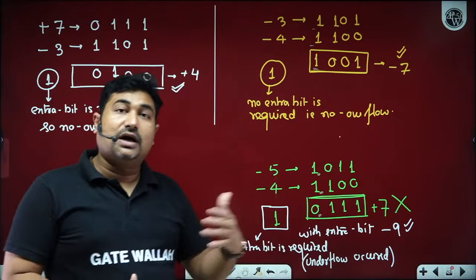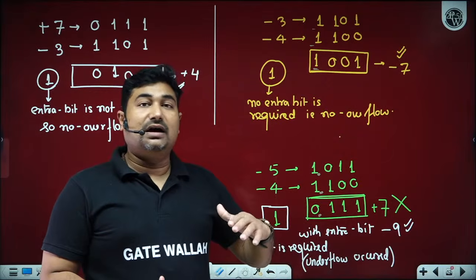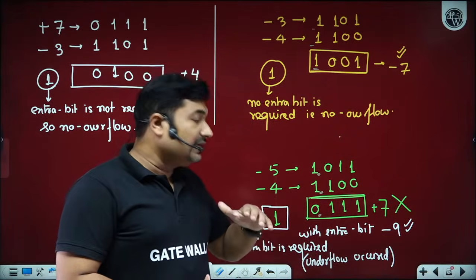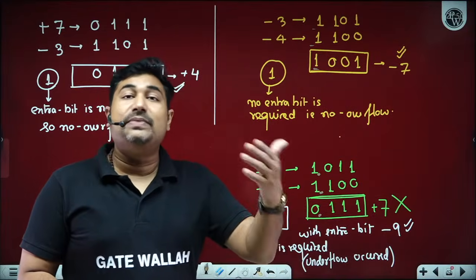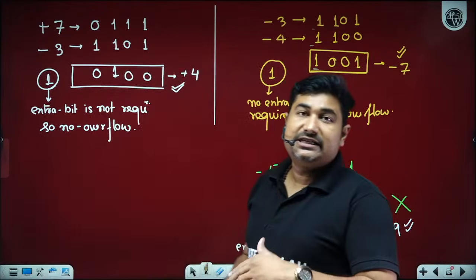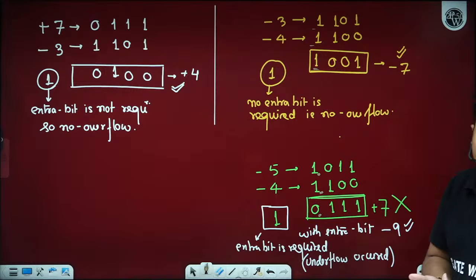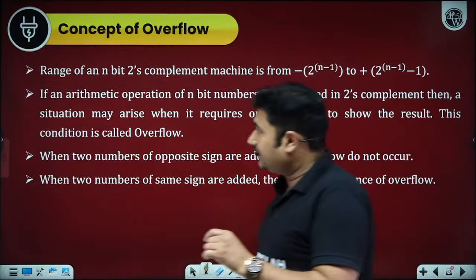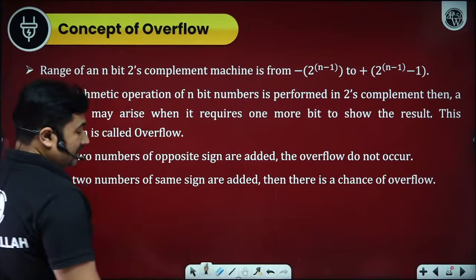Whenever overflow occurred, the result is being increased by 1 bit extra, by 1 bit additional. How many of you are able to understand, beta ji? Great. So let me write it, let me have this in words.